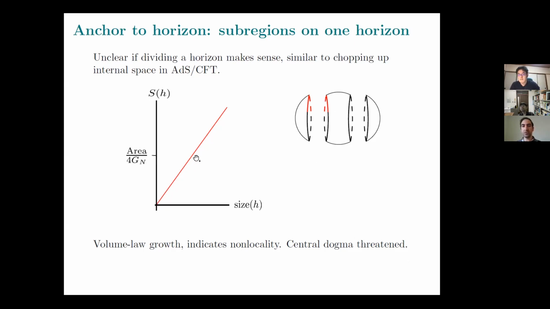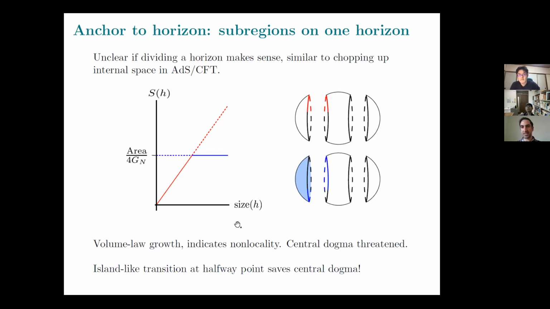If this curve continued, it would exceed area over 4G Newton. So the quantum system that I'm claiming lives on this horizon, H left, would have more degrees of freedom than A over 4G, okay? But a transition happens. There it is, and it saves you.